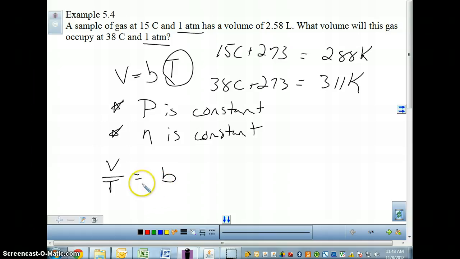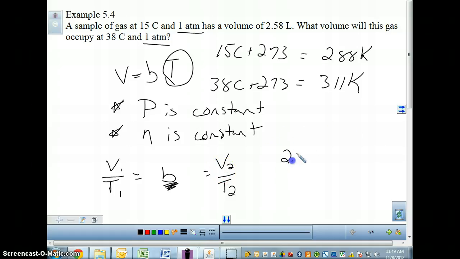No matter when I look at this gas, I could look at it when it's at 15 degrees Celsius, at 38 degrees Celsius, at 138 degrees Celsius. No matter when I look at it, the beauty of Charles' Law is that this b is constant. So V1 over T1 is equal to V2 over T2. Our volume divided by temperature at the beginning is explicitly equal to the volume divided by temperature at the end. So let's go ahead and plug some stuff in.